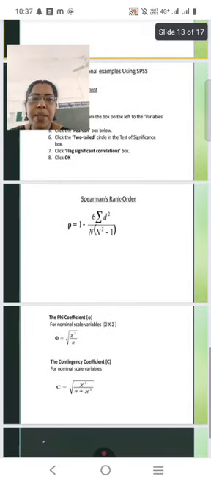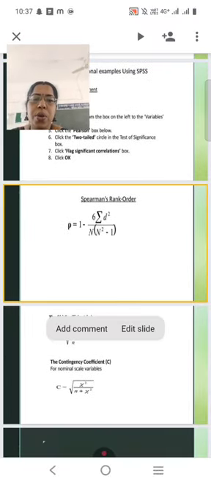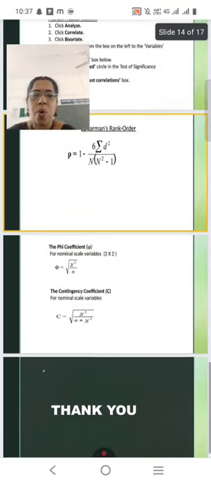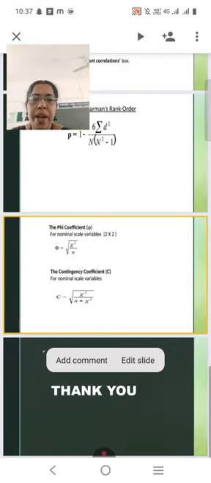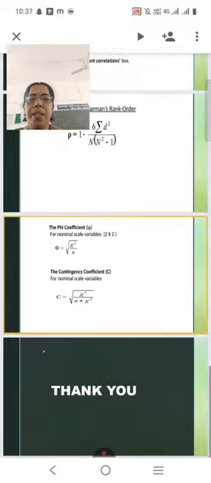Next one, the Spearman's rank order. Rho is equal to 1 minus 6 into summation d squared divided by n into (n squared minus 1). The phi coefficient, for nominal scale variables, phi is equal to the square root of chi squared by n. The coefficient C, for nominal scale variables, C is equal to the square root of chi squared divided by (n plus chi squared). These are the formulas.